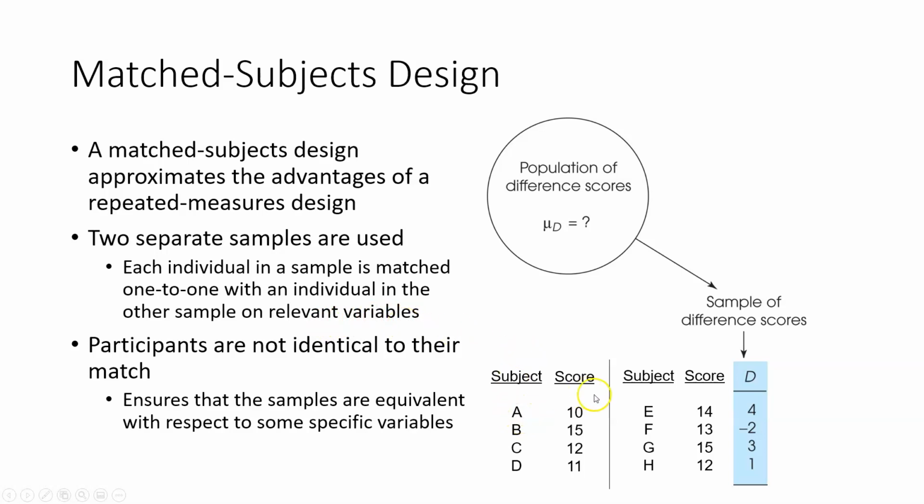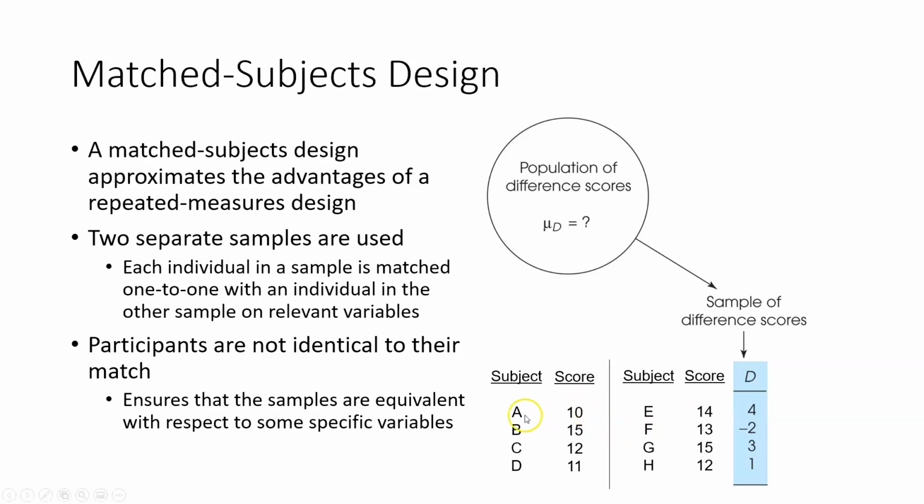So subject A and subject E are matched together with their score of 10 and 14, and we're pretending that subject A and subject E are actually the same person, even though they're not. And the reason we can get away with doing this is because subject A and subject E will have been matched on some relevant characteristics. They're probably the same sex, about the same age, about the same education level, and they've probably taken some kind of pretest that assesses their upbringing and pre-existing psychological damage and stuff like that.